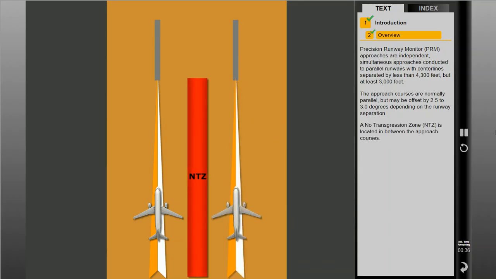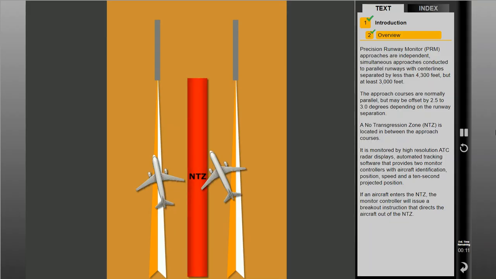A no transgression zone, or NTZ, is located in between the approach courses. It is monitored by high-resolution ATC radar displays, automated tracking software that provides two monitor controllers with aircraft identification, position, speed, and a 10-second projected position. If an aircraft enters the NTZ, the monitor controller will issue a breakout instruction that directs the aircraft out of the NTZ.